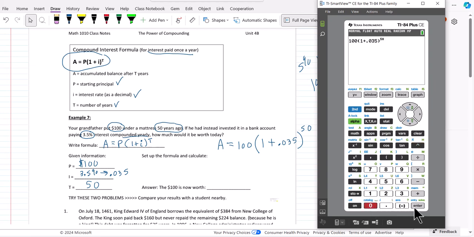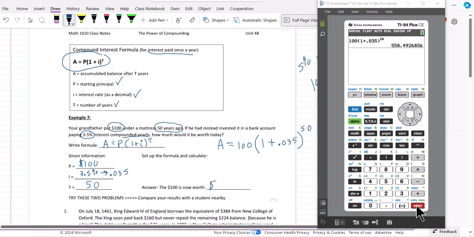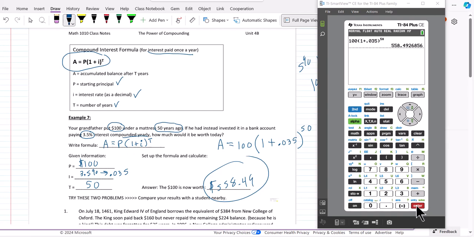So let's see how much that $100 becomes. Okay, so that becomes $558.49. So you've added to your investment over $400. If you take 558 and subtract 100, you've made $458.49 in interest. Again, when you get up to big time periods, that's what's going to happen.